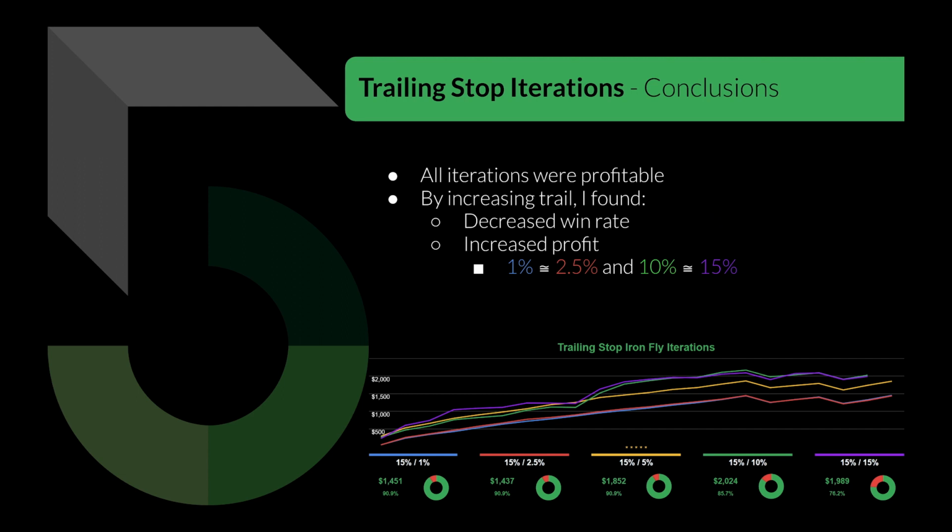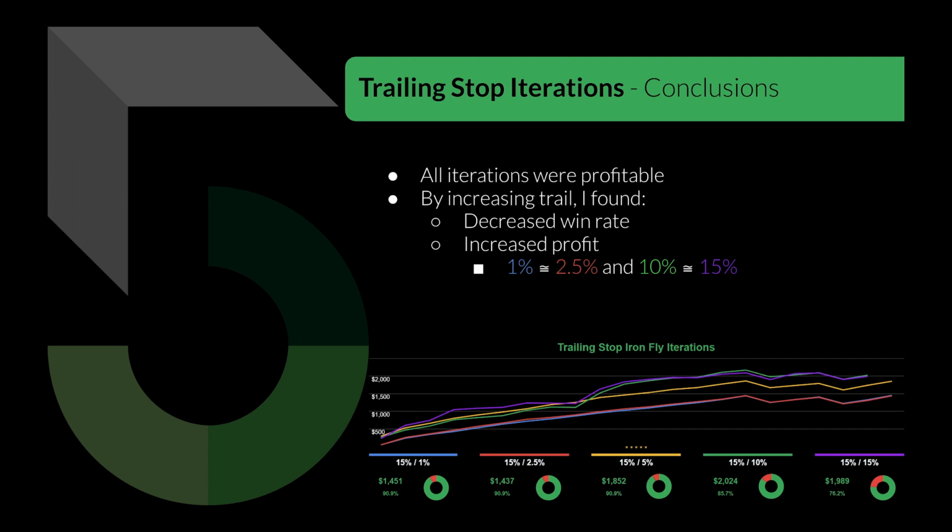So, if you're going to do a trailing stop, there's not much difference between 1 and 2.5%. There's not much difference between 10 and 15%. However, there does seem to be a pretty big difference between a 10% and a 2.5%. And that 5%, it really is just right in the middle of both of these two sets.